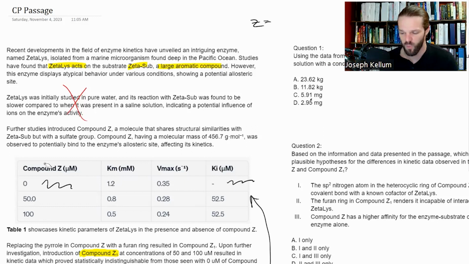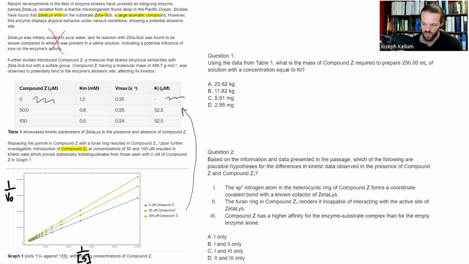I promise it'll be a lot better for you. Anyway, moving on to these questions. This first one here. So we went through all this enzyme kinetic stuff. Frankly, it feels like it should belong in biochem, but those 2 sections bleed together so much, part of why I did this. And then they can ask you all sorts of questions from strictly chem phys, even though the passage feels like it should be from biochem. So here, this question says, using the data in table 1, what is the mass of compound Z required to prepare 250 milliliter solution with a concentration equal to Ki?